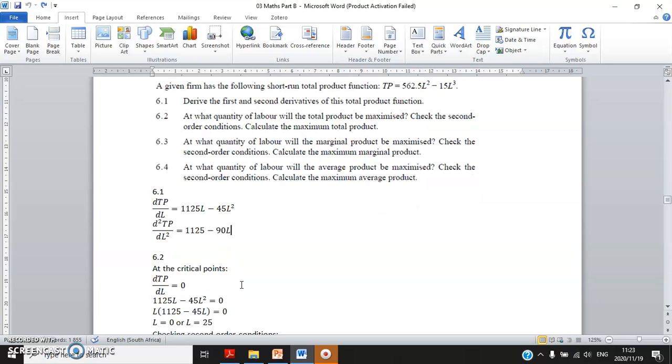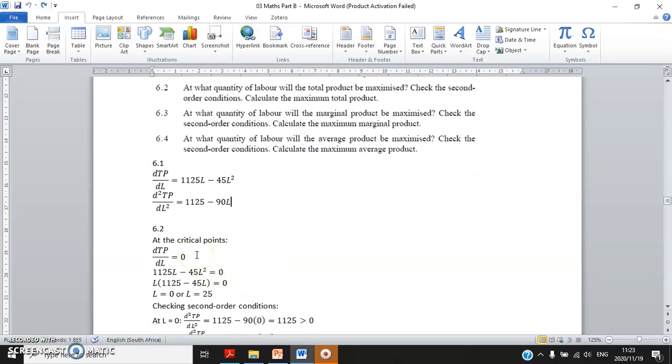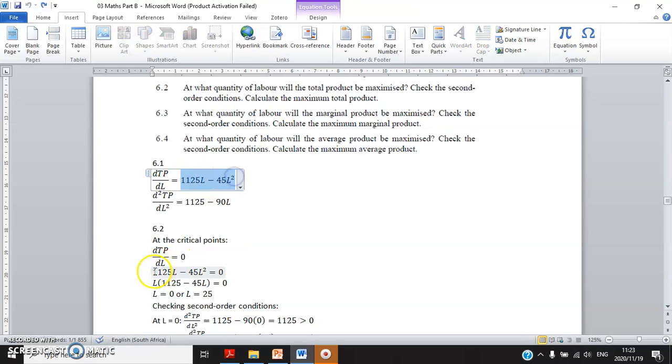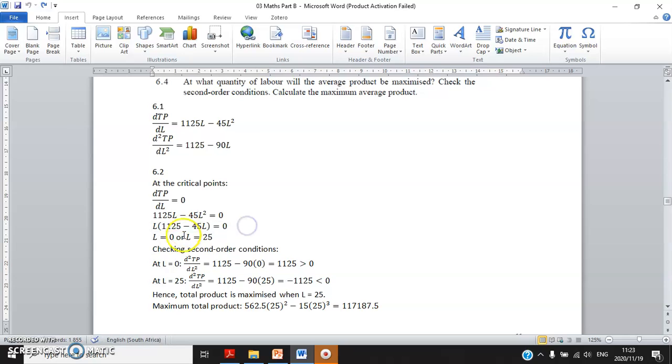Okay. And then at critical point, I want to find out the labor quantity that maximizes total product. So at the critical point, isn't the slope equal to 0? This is why you have 0 on the right-hand side. First order derivative equals 0. Then you do a bit of factorization.